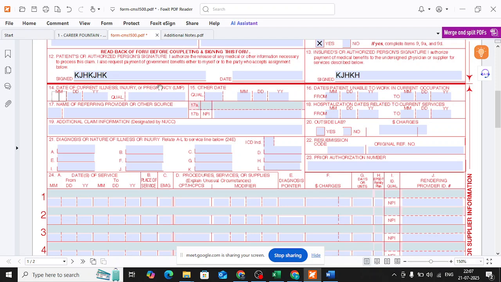Or maybe the pregnancy date. This box is for three things: the date of current illness, injury, or pregnancy. So one of those dates will go here. This is an important and required box. Box number 15 is for other dates. I have never used it anywhere in my career, so you can ignore it.